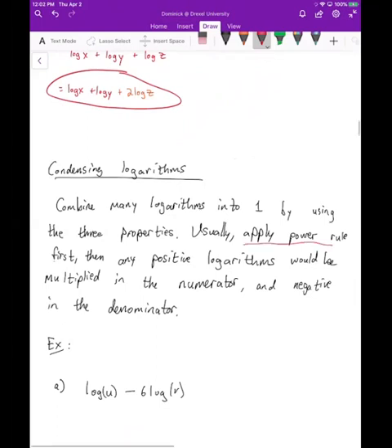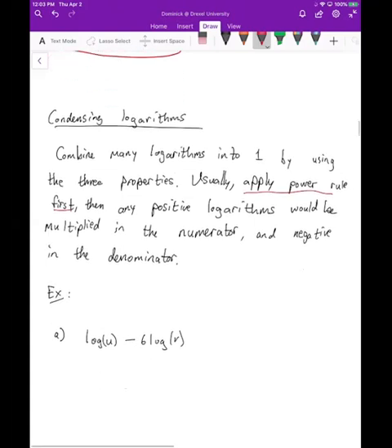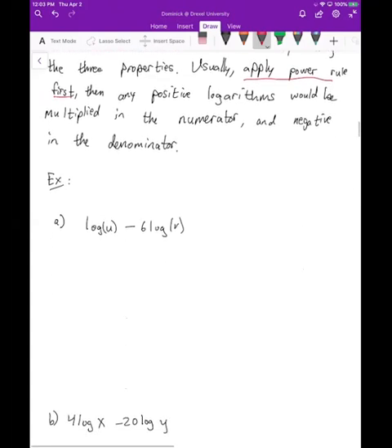Usually first you're going to apply the power rule. So any numbers that are in front of a logarithm, remember we're going backwards now, would become the exponent. And then any logarithms that are positive, you would combine by multiplying their arguments in the numerator, and any negative logarithms, you would multiply their arguments in the denominator. When I say arguments, I just mean the thing inside the logarithm. Okay, so let's look at an example.